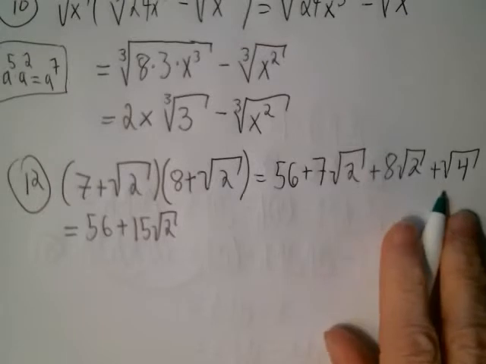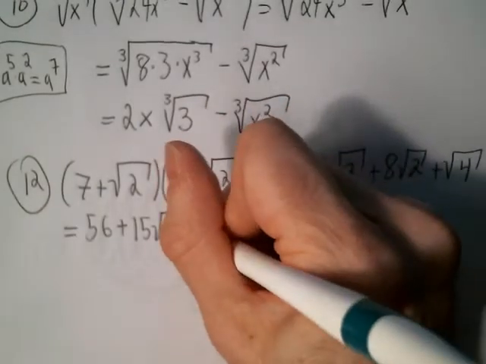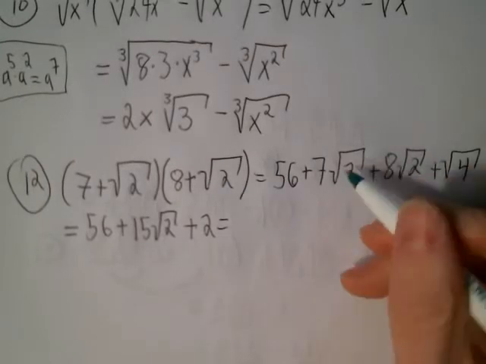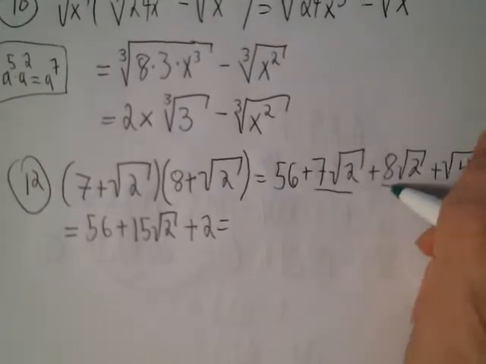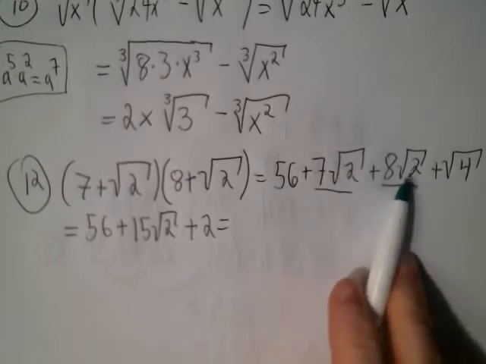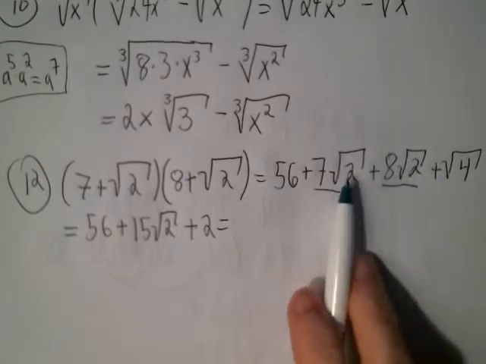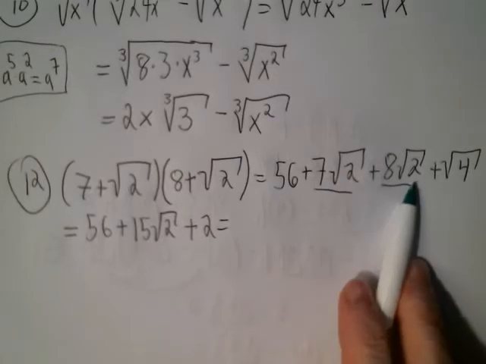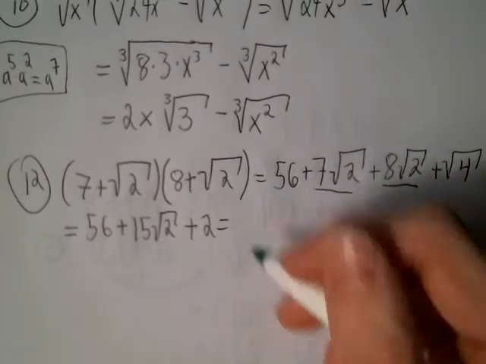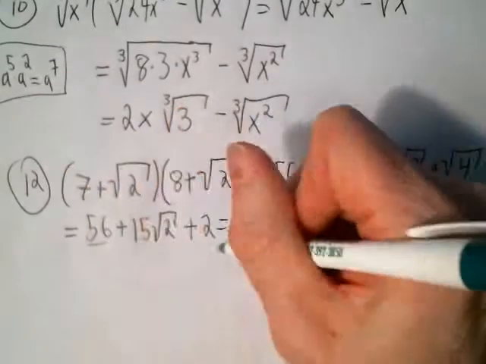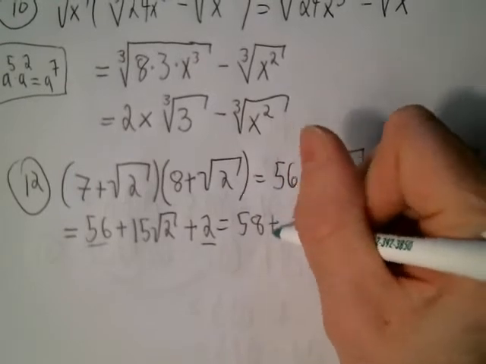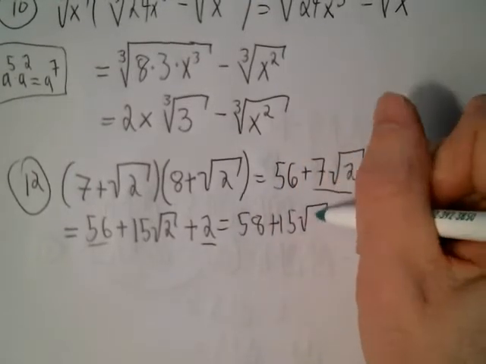Okay. And then the square root of 4 is just 2. So how did I get that 15 radical 2? You added this and this together. So to add these, you kind of consider the radical 2 as a variable. So it's like 7 of these plus 8 of these is 15 of those. Okay, finally combine the 56 and the 2. So we'll end up with 58 and then plus 15 radical 2.